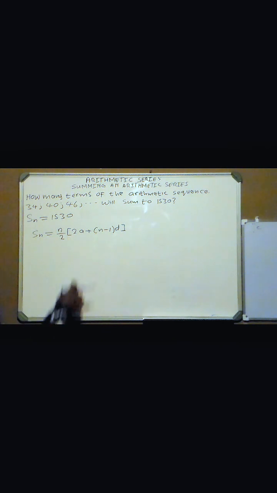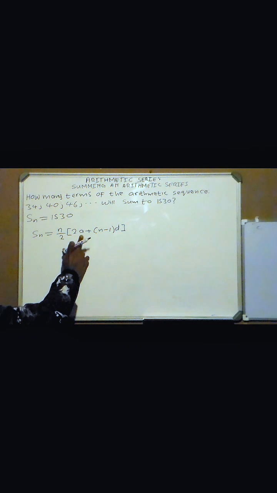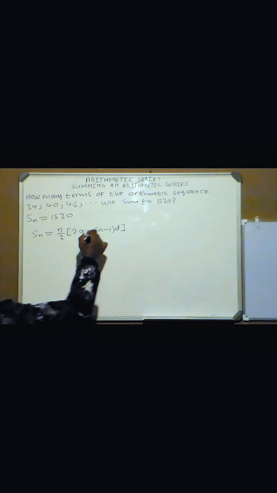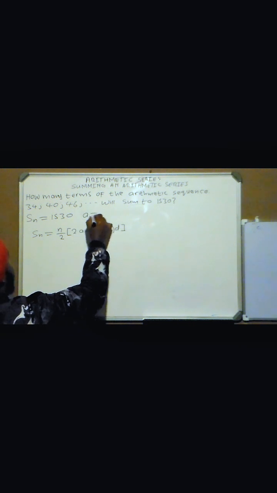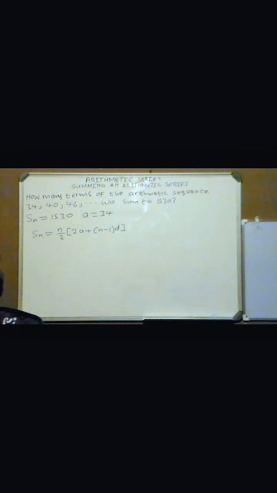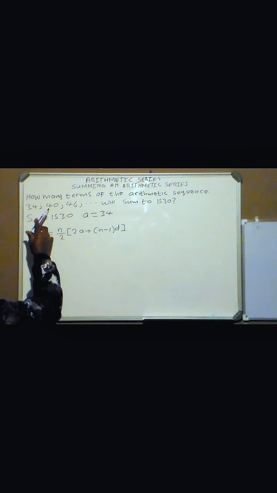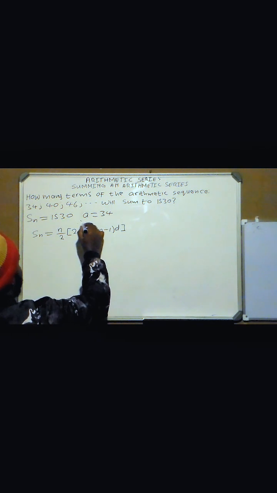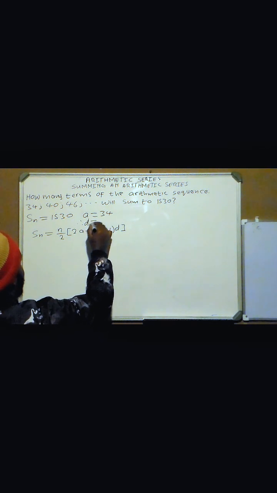So let's remove the equations that we do not need. So here what we need to find is the a value and the common difference d. By looking at the sequence, we can tell that a equals 34. And then to find the common difference, we'd say 40 minus 34. This gives us 6. 46 minus 40, this gives us 6. So therefore, the common difference of the sequence is 6, right?